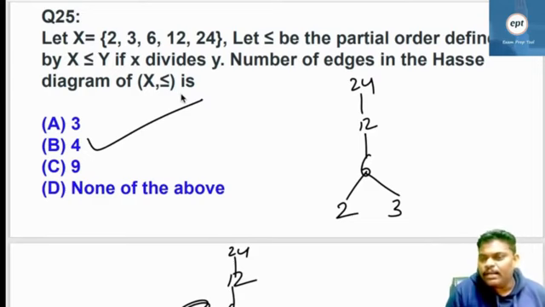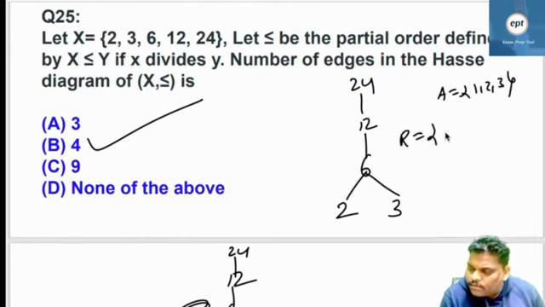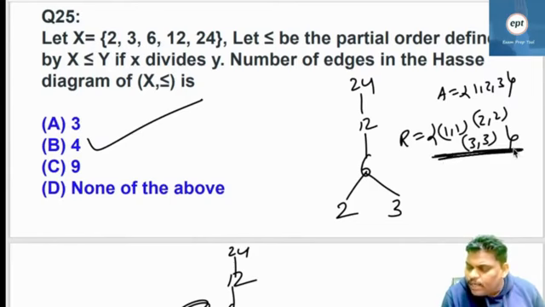Someone is saying that if symmetric and transitive, then always it is irreflexive. How can you say this? How, yaar? See this one. See everyone. A is equal to 1, 2, 3. See the relation is 1, 1, 2, 2, 3, 3. It is symmetric also, transitive also. You cannot say it's irreflexive.